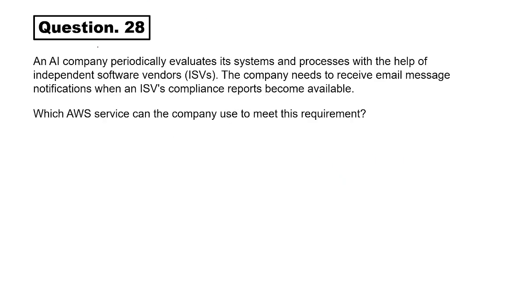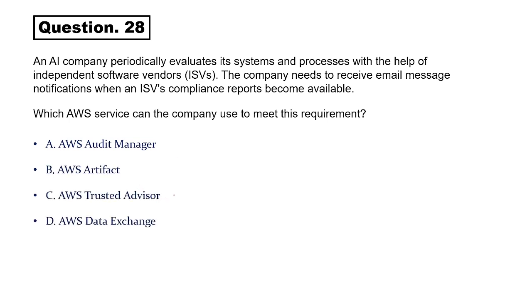Now question number 28. An AI company periodically evaluates its systems and processes with the help of independent software vendors. The company needs to receive email message notifications when an ISV's compliance report becomes available. Which AWS service can the company use to meet these requirements? Here are the options: AWS Audit Manager, Artifact, Trusted Advisor, Data Exchange. Take your time to guess the correct one.